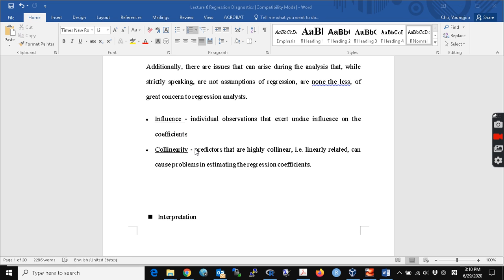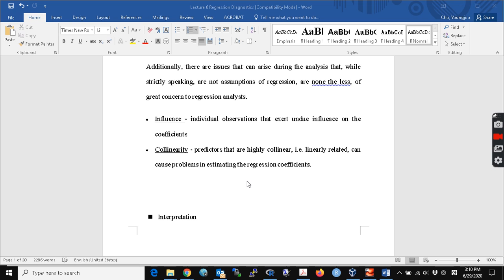And collinearity is the other thing that we have to look at, which means that the predictors are highly collinear. I mean, they are linearly related. For example, you have two independent variables, x1 and x2, and say x1 is approximately 2 times x2, then we say they have collinearity. This collinearity causes problems in estimating regression coefficients.